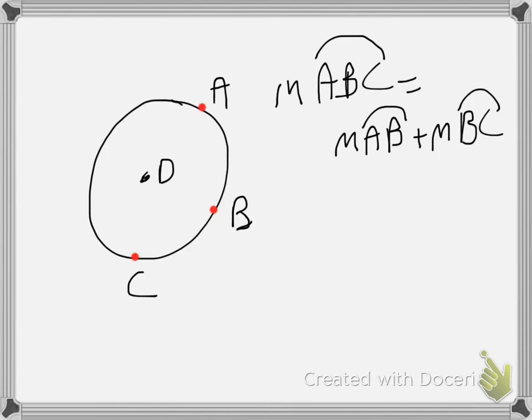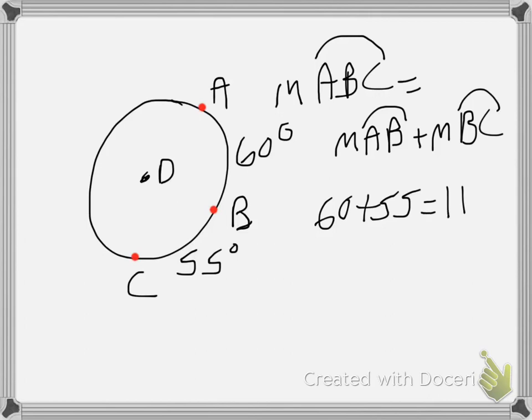Okay, so take a look at this example. I've drawn a circle with a center D and points A, B, and C. So if I wanted to know the measure of arc ABC, and I already knew the measure of arc AB and the measure of arc BC, all I'd have to do is add them together. So let's say the arc AB is 60 degrees, and arc BC is 55 degrees, then major arc ABC would just have to be 60 plus 55, which equals 115 degrees.